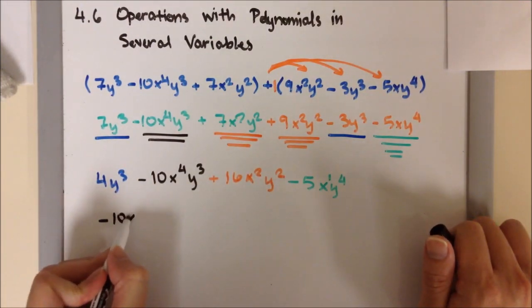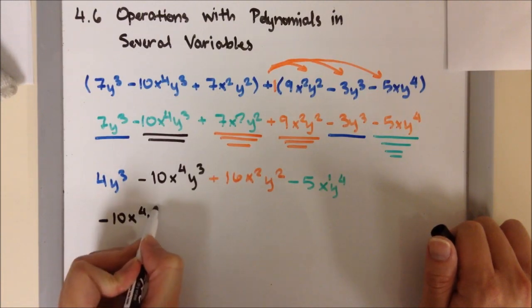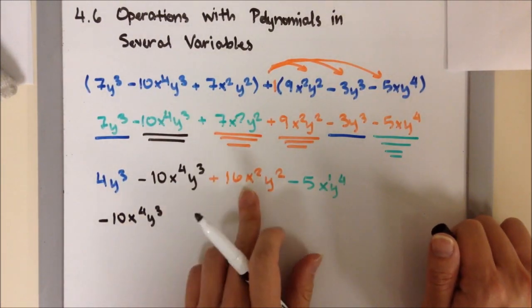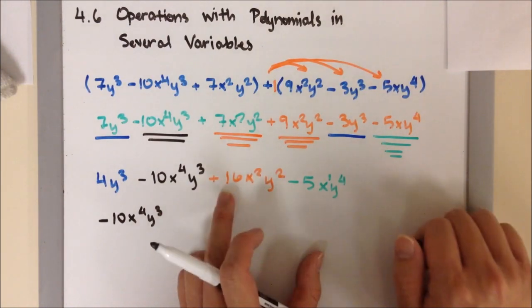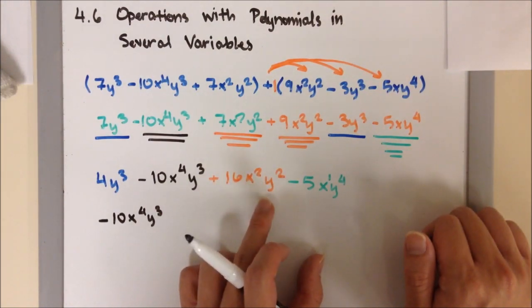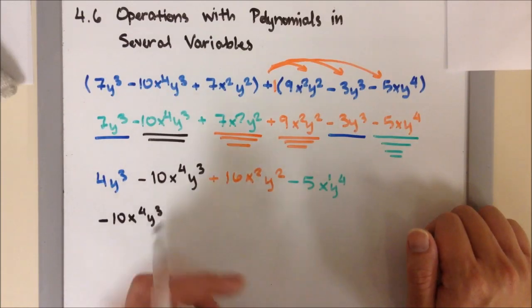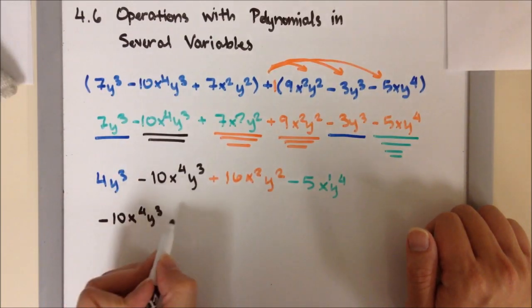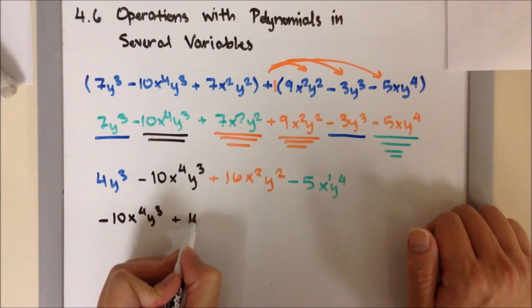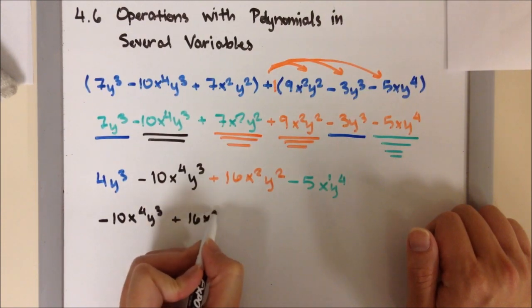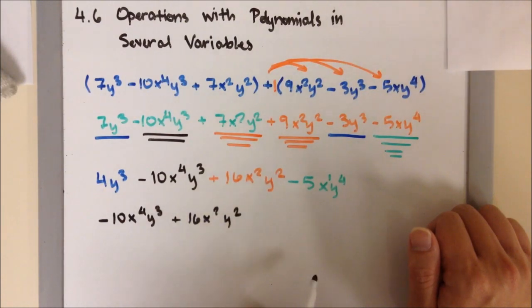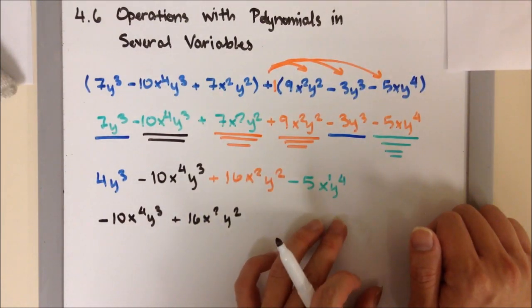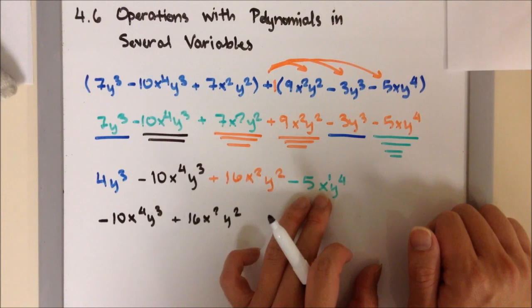So negative 10x to the fourth, y to the third. And then I'm going to start off with the second, which is this one right here. 16x squared y squared. So I'm going to write that one. Plus 16x squared y squared. And then I'm going to write this one right here.